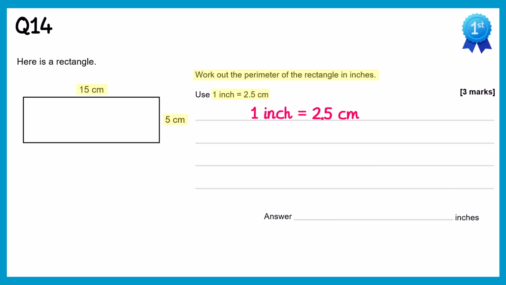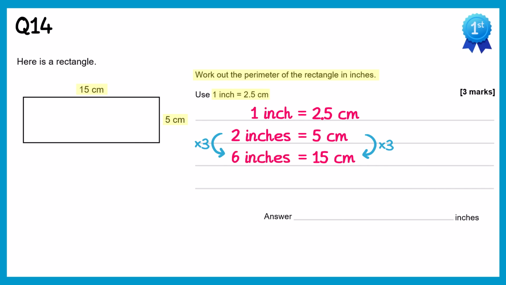So let's write out this conversion and try and work out how we can convert the 5 and 15 centimeters into inches. Well, if we write the 5 centimeters underneath the 2.5 centimeters, you should be able to see that if we double 2.5, we get 5. So if we double the 1 inch, we get 2 inches. So 2 inches is just the same as 5 centimeters. But what about the 15 centimeters? Well, if you multiply 5 by 3, you get 15. So if we multiply 2 inches by 3, we get 6 inches.